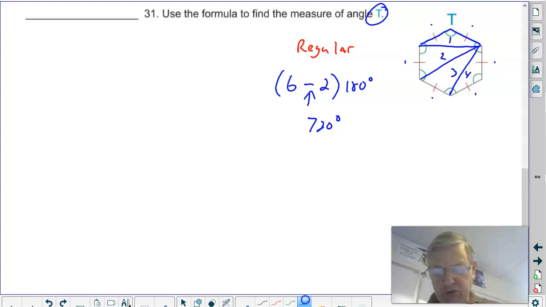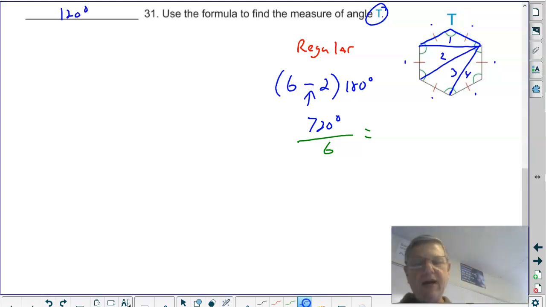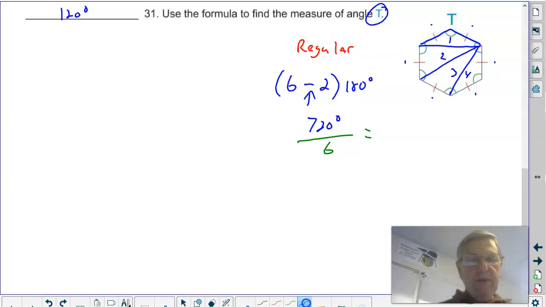But because all 6 angles are the same amount, if I divide by 6 because it's regular, I can figure out the degree measure of each angle. So 720 divided by 6, and that is 120 degrees. Again, you should not be using a protractor here. You should simply be using math and the formula to figure that out, right?